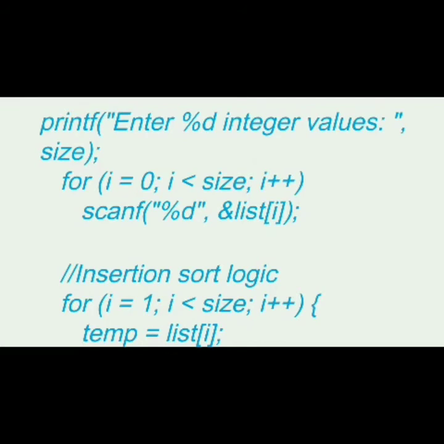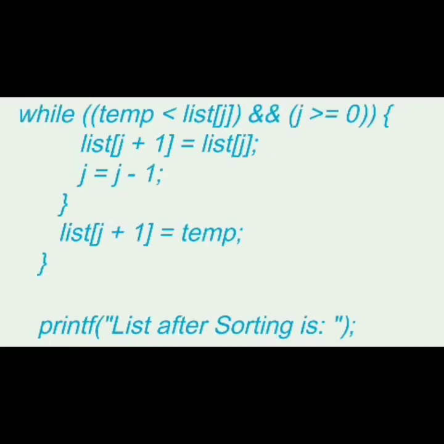Insertion sort logic. This is the logic by which the insertion sort is performed in this program. for(i = 1; i < size; i++). These are the conditions: the loop is entered only if it satisfies these conditions, then the logic will enter and complete its task. These are the other conditions: while temp is less than the list element, we shift. Based on these conditions only, the sorted list will be arranged.